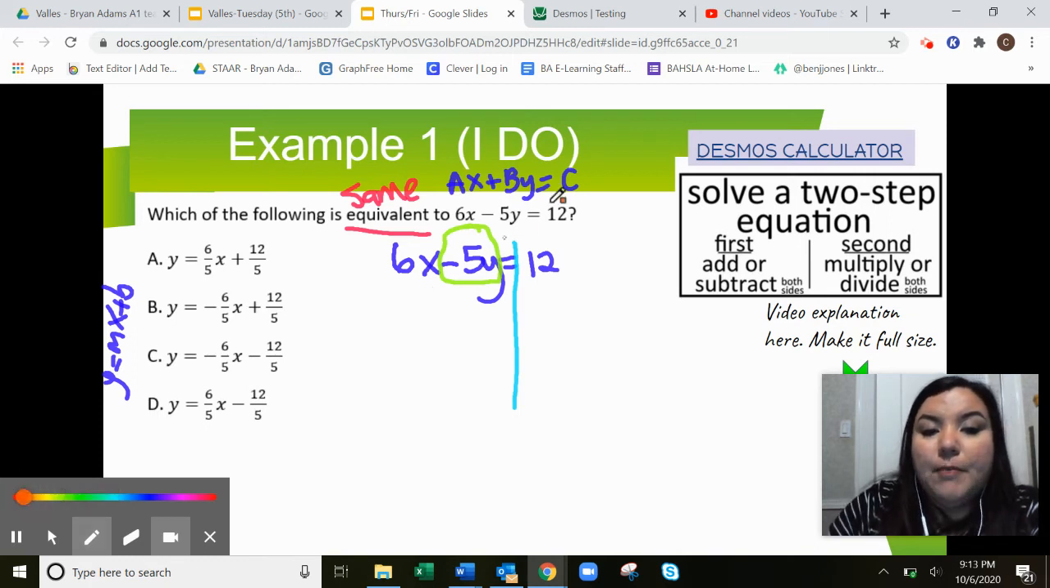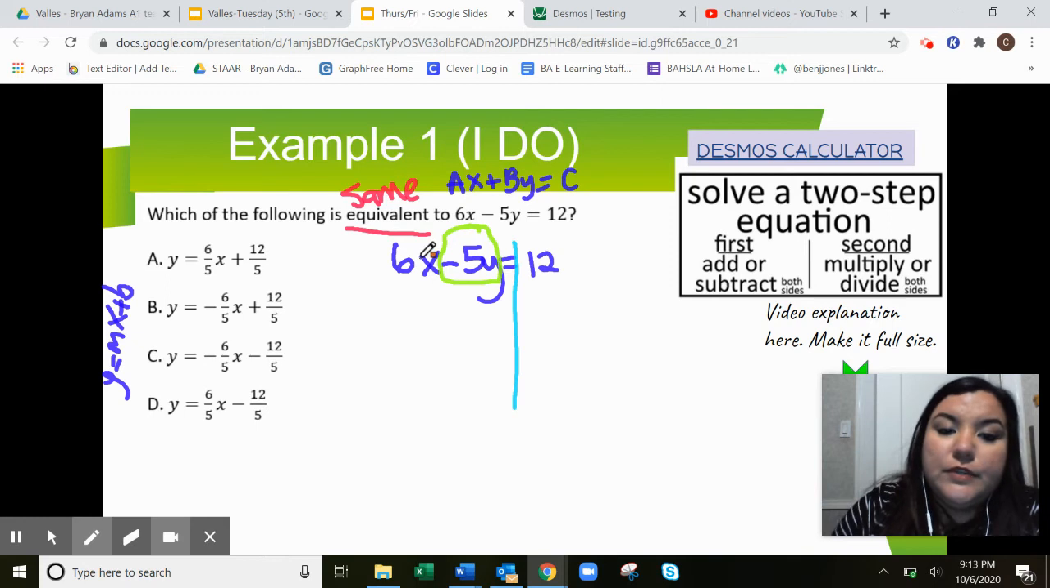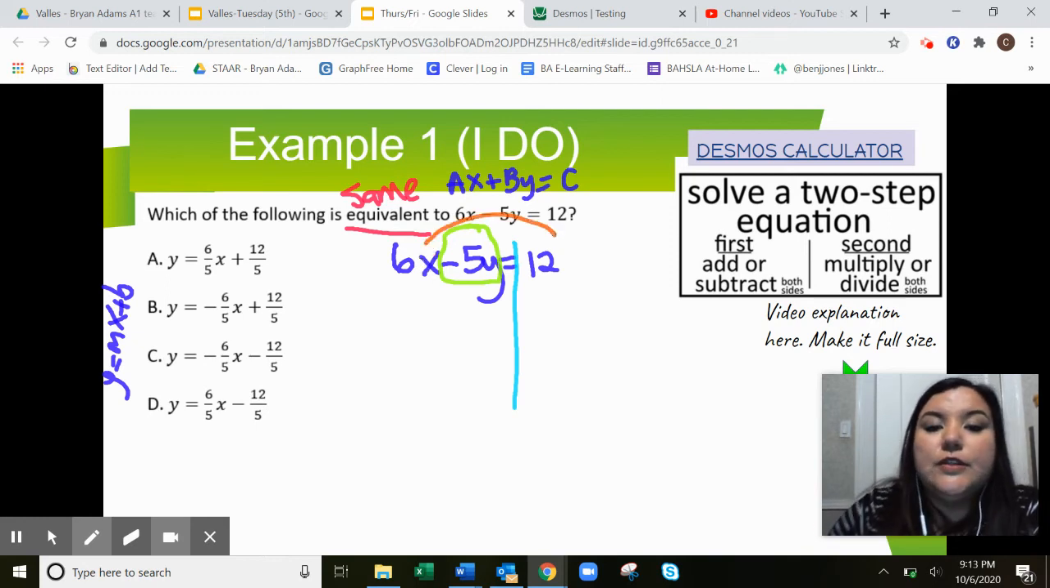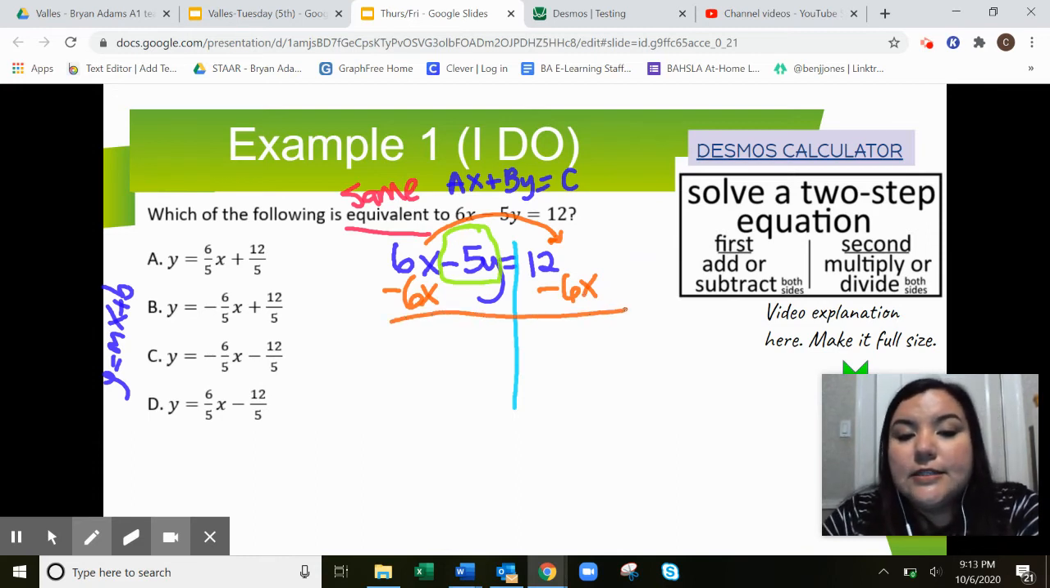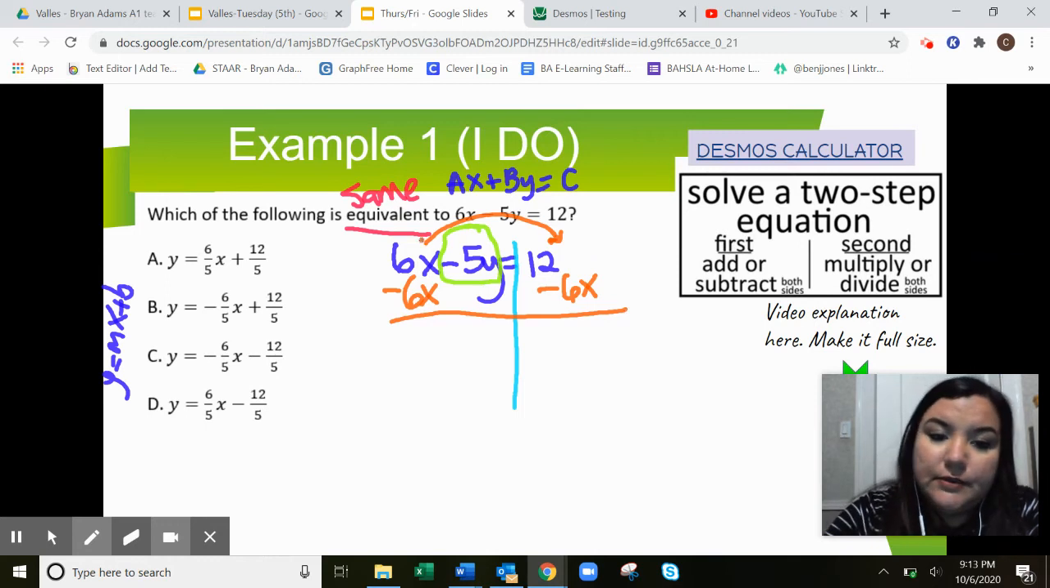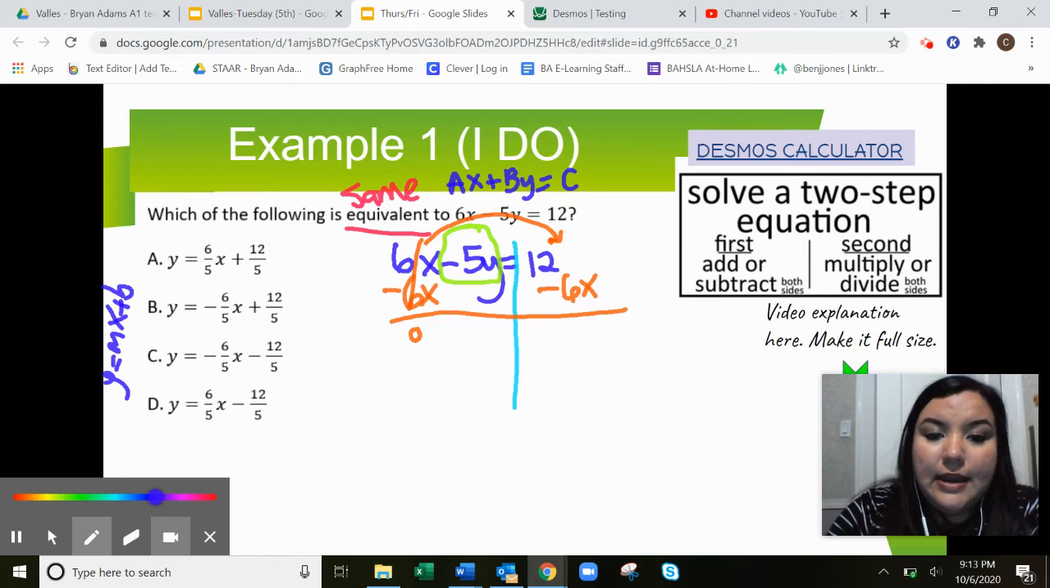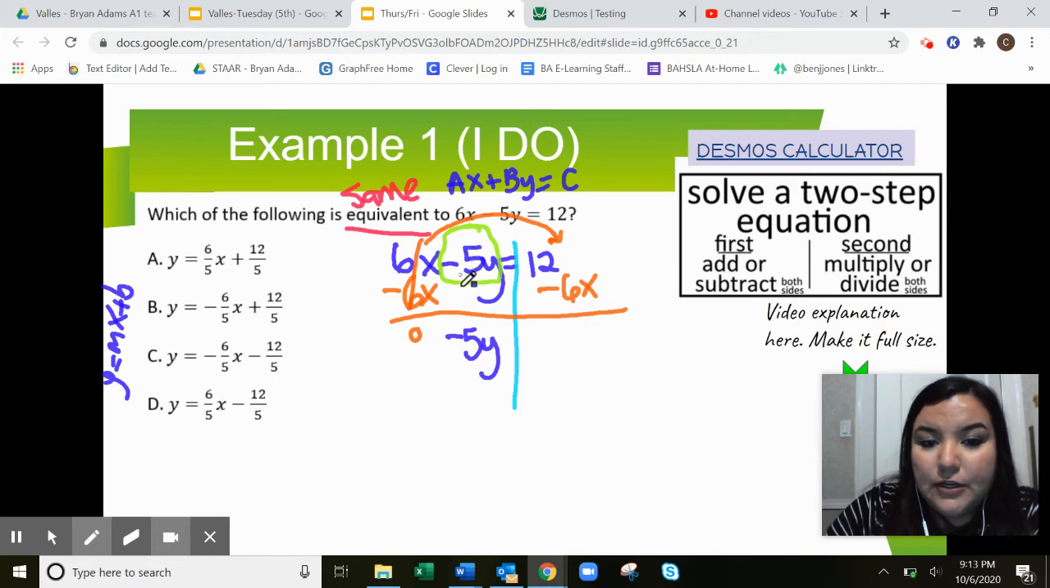So I have a positive 6x, so I need to move this over to this side. The opposite of a positive is a negative, so that means that I'm going to have to do a minus 6x. So what I do to one side of the equal sign, I have to do to the other. So it's minus 6x, and that goes away. 6x minus 6x is 0, so that goes away. I have negative 5y left over because we have to bring this minus sign straight down also. Equals 2.